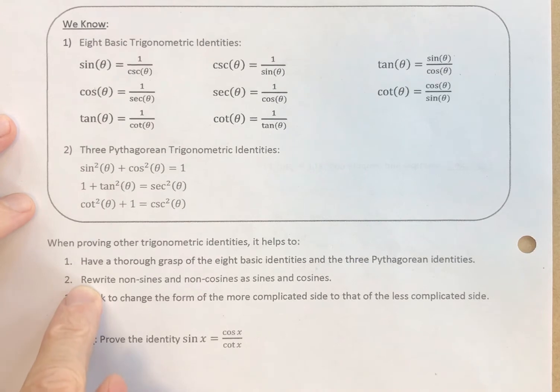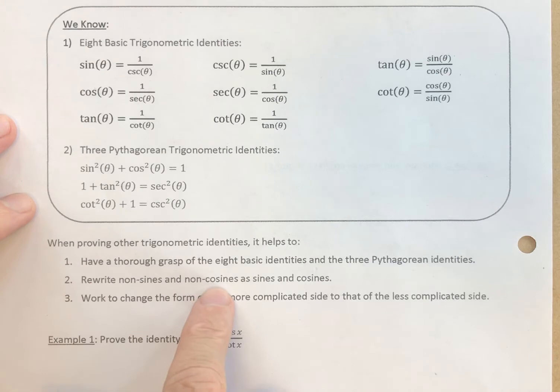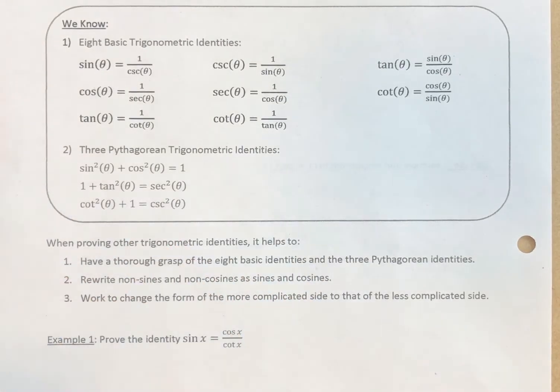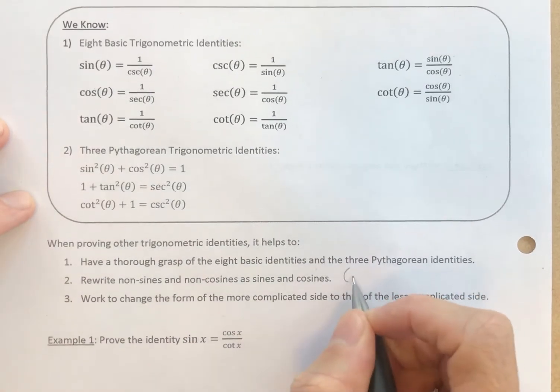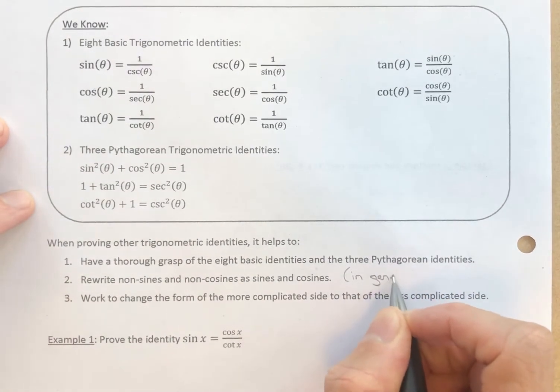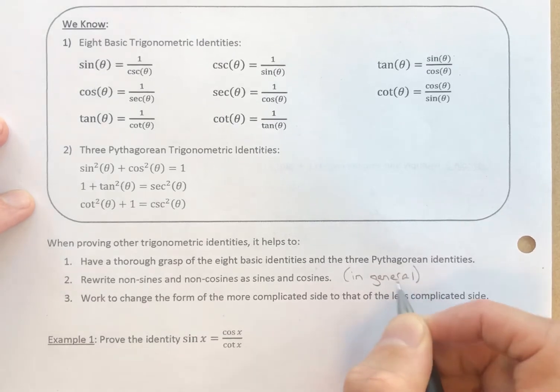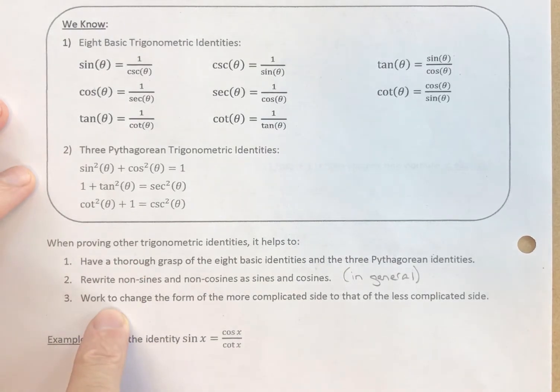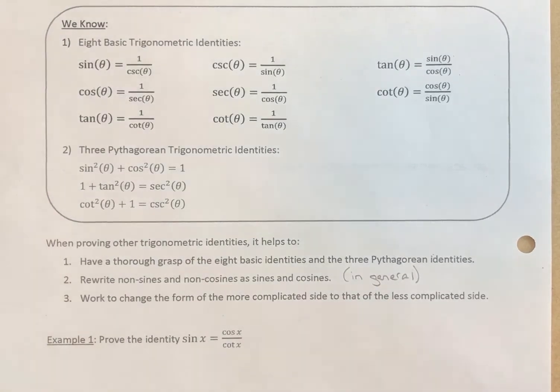Number 2 here we talked about last time, in terms of rewriting non-sines and non-cosines as sines and cosines. That's a general statement. In fact, I'll write down here, this is kind of in general. It may not always apply, but it's worth looking at to see if you can't simplify things with sines and cosines. And the following piece here: generally speaking, you want to work to change the form of the more complicated side to match that of the less complicated side. That's kind of how it works.